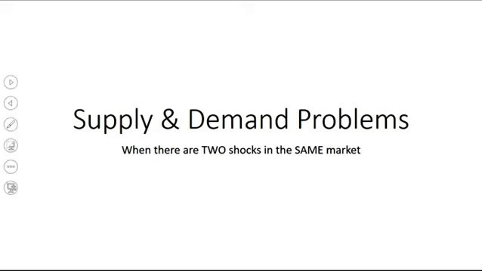But what we're going to do now is what's probably the hardest type of question, and I don't even think you're going to find them that hard. We want to know what happens when we have two shocks in the same market. So this is going to require you to graph this in a certain way. And I'm going to show you a procedure that I think is the best.